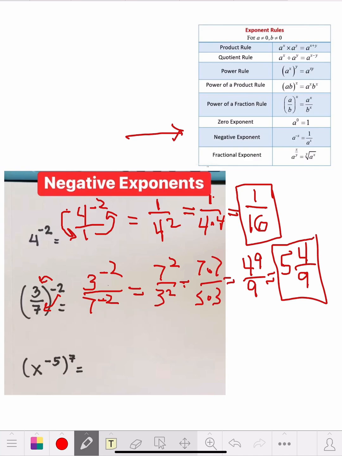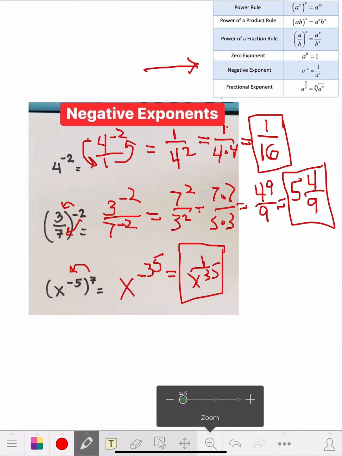Now, let's see the next one. The 7 has to go inside here. It's going to be multiplied times that. So you ready? It's going to be x to the negative 35. So now what do we do? We flip it. It's going to be 1 over x to the 35th. And that's the answer. That's as far down as we can reduce that. So the teacher's got to look and say, oh, they know what they're doing.